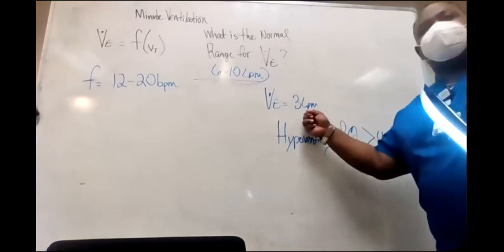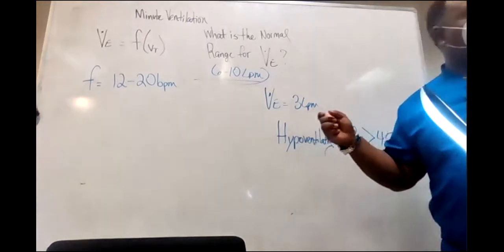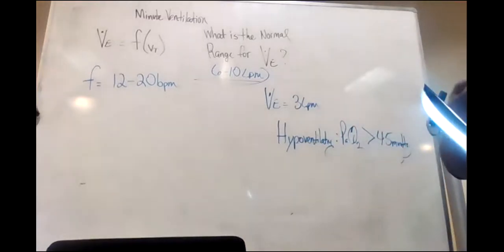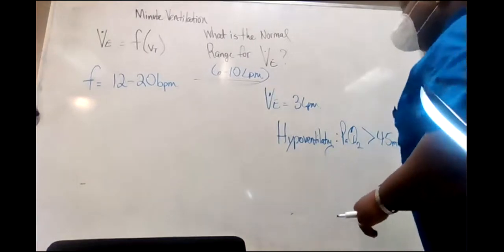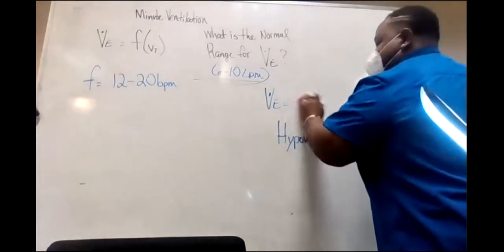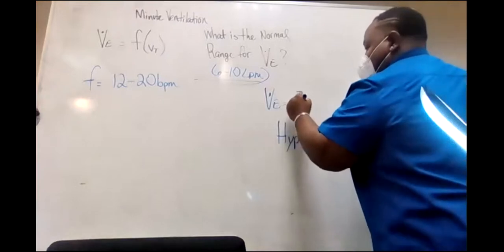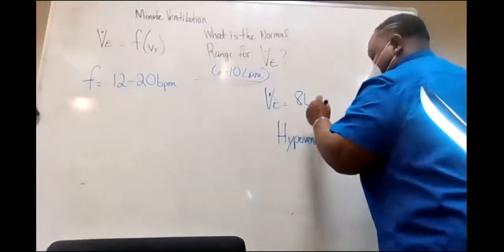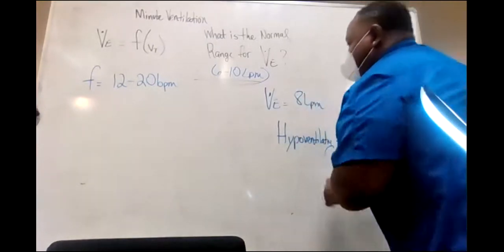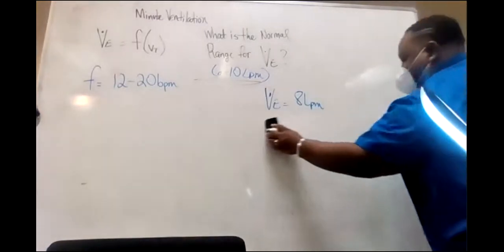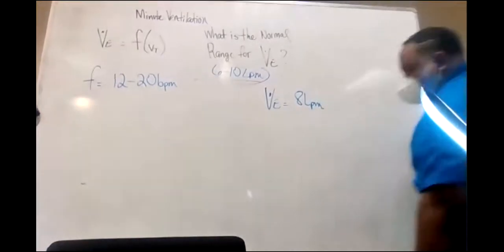So that's how we can use minute ventilation to quickly decide whether our patient is hypercapnic or hypocapnic, right? Or eucapnia, right? What if his minute ventilation is 8 liters per minute? Mr. Smith's minute ventilation was 8 liters per minute. So we can say he's what?